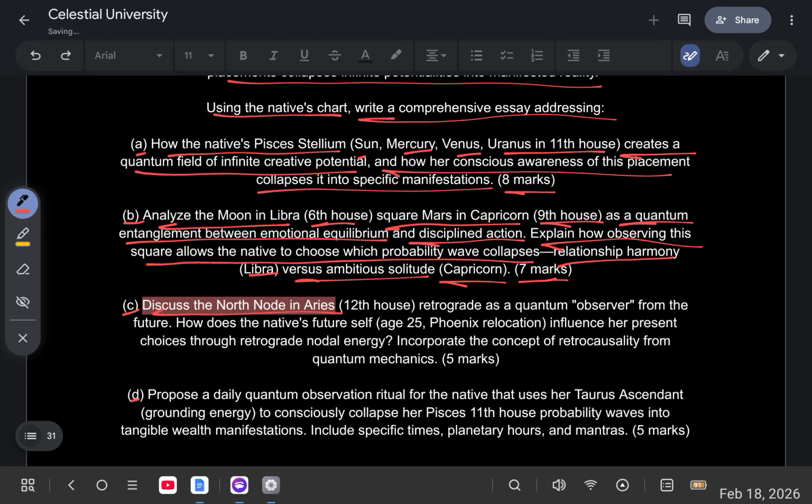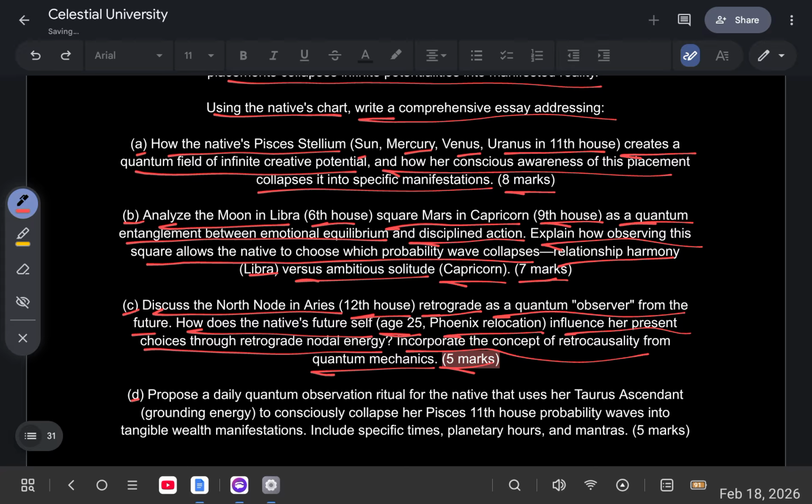Next, discuss Rahu in Aries, which is in the 12th house, of course retrograde, as a quantum observer from the future. How does the native's future self, age 25, Phoenix relocation, influence her present choices through retrograde nodal energy? Incorporate the concept of retrocausality from quantum mechanics, and that's 5 marks.